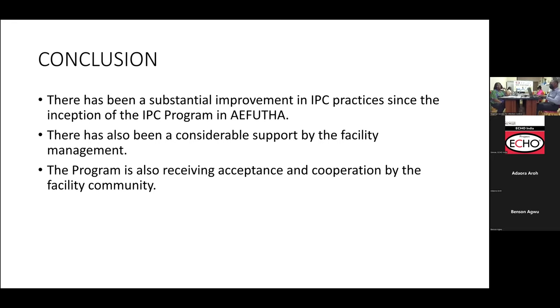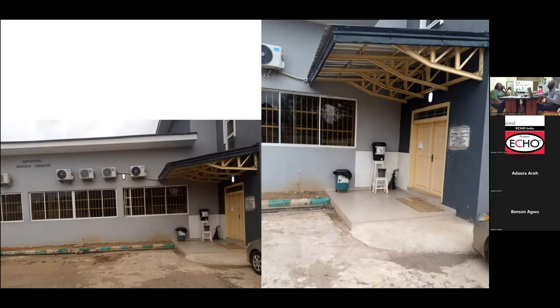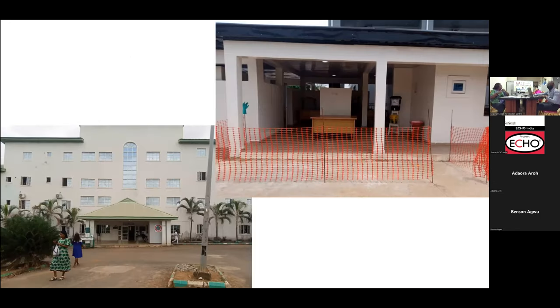Let me see the pictures, sir. Okay. So this is the molecular laboratory in the biology center. So you can see the hand washing and the waste management container. That is how the place is organized. Go ahead.